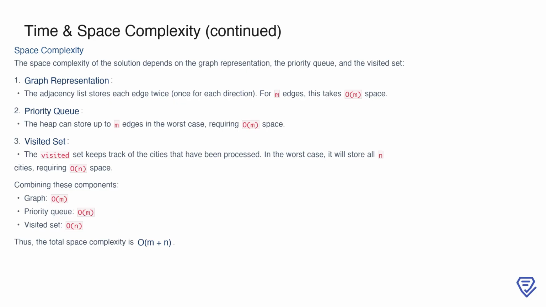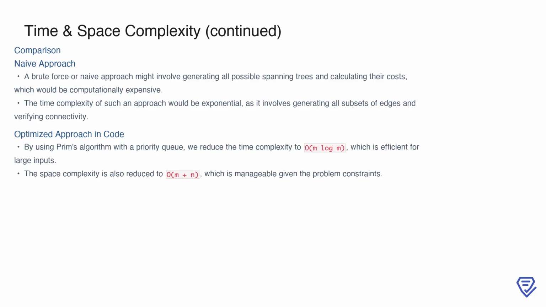To understand why this approach is efficient, let's compare it to a naive solution. A brute force method might involve generating all possible spanning trees and calculating their costs. This would be computationally prohibitive, with an exponential time complexity, as it requires generating all subsets of edges and ensuring connectivity. In contrast, our optimized approach uses Prim's algorithm with a priority queue.